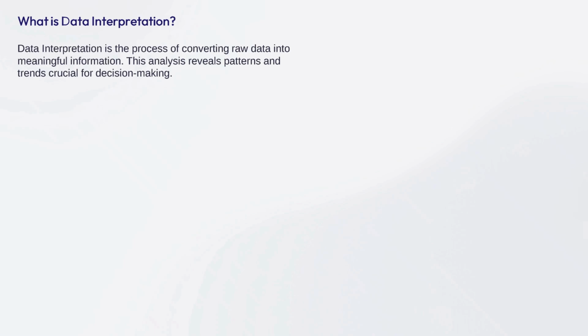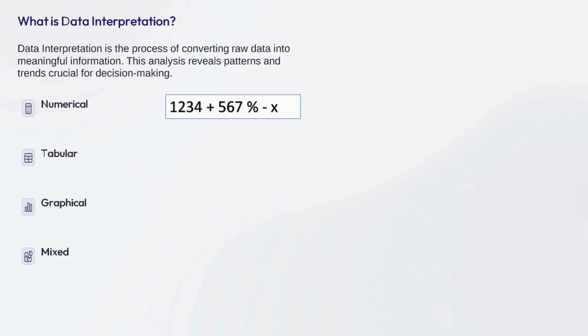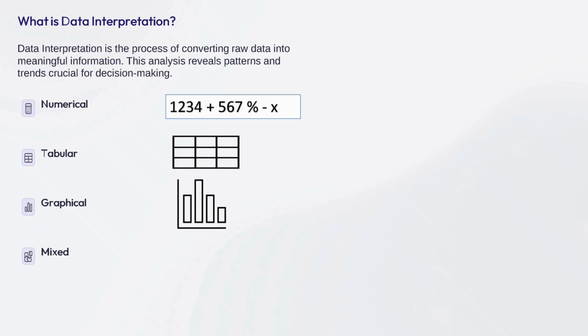In the proper meaning, data interpretation is the process of converting raw data into meaningful information. This analysis reveals patterns and trends, which are crucial for decision making skills. It has several elements: numerical, tabular, graphical and mixed. In the numerical, we have pure numbers requiring calculations, and in the tabular format, data is organized in rows and columns, and in the graphical, a visual representation of data points. In the mixed elements, we have a combination of multiple data formats like pie charts and line graphs.